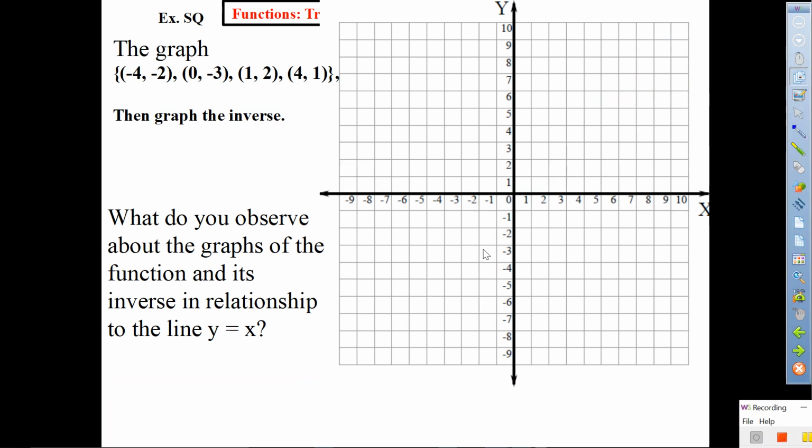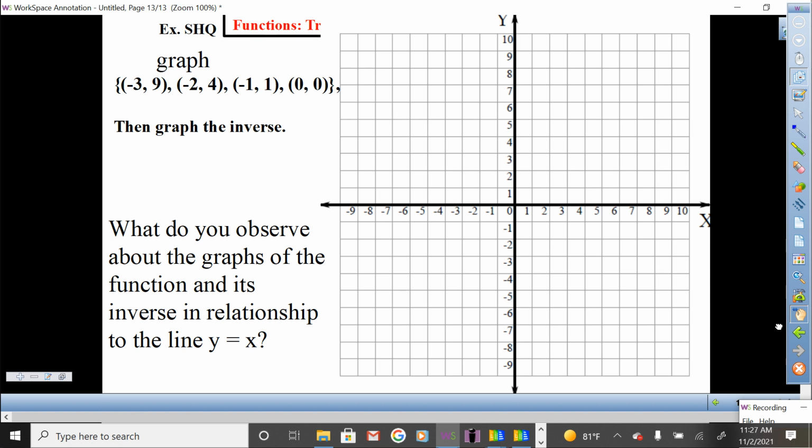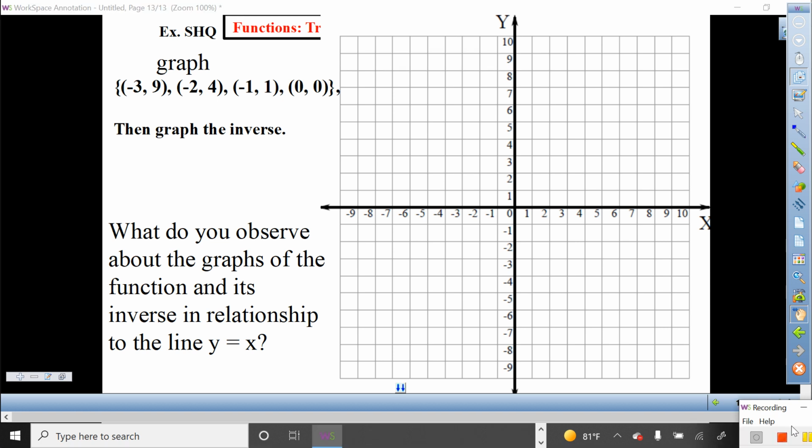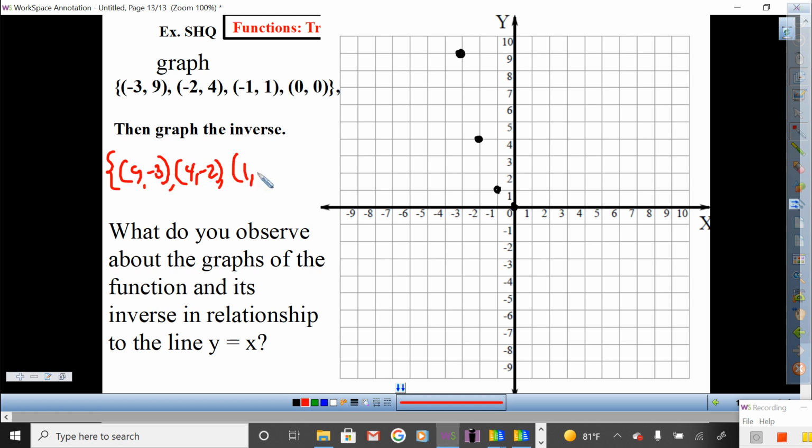All right, let's go to the other little graph next to where you're at. See if you can do this one by yourself. Example Shazam Q. There's the function, and let's graph the inverse. I'll give you some time for that. Also write the y equals x graph to see if it's doing the mirror portion of it. All right, so we got (-3, 9), (-2, 4), (-1, 1), (0, 0). So far, so good, yes? And then the inverse, you should have written what? (9, -3), (4, -2), (1, -1), (0, 0).